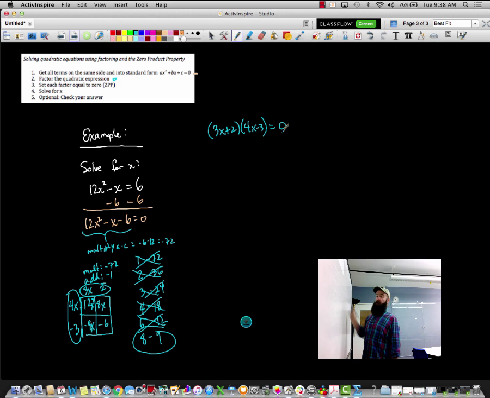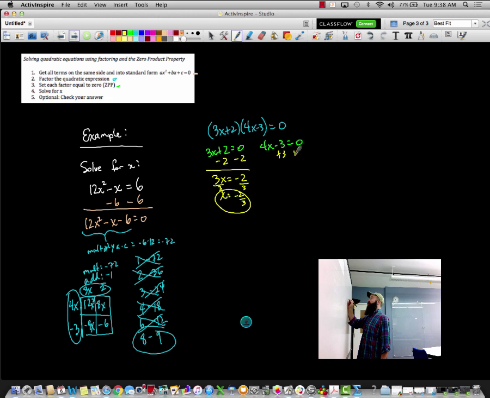And that still equals 0. So now I'm ready to use the zero product principle by setting each of these factors equal to 0. Since their product is 0, one of the two has to be 0. So now I'm going to solve each of these things for x. Subtract 2 from both sides here, and then divide by 3. So x is negative 2/3.